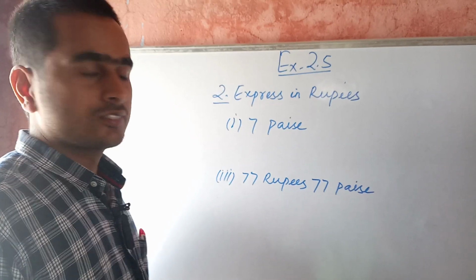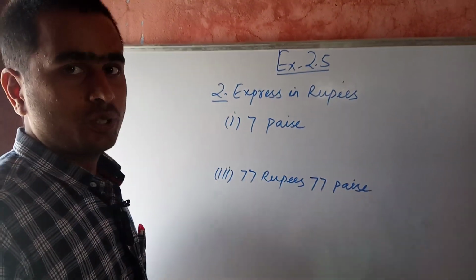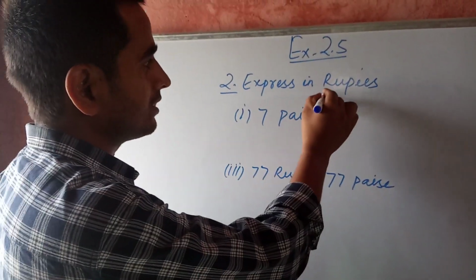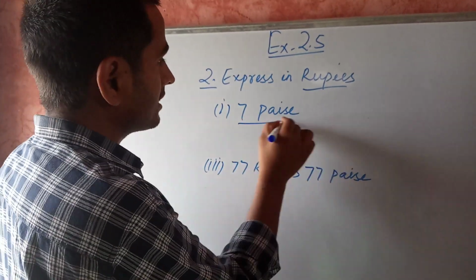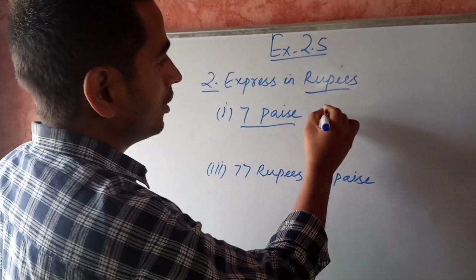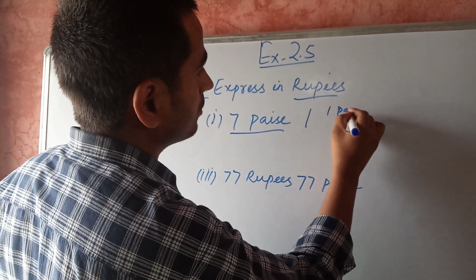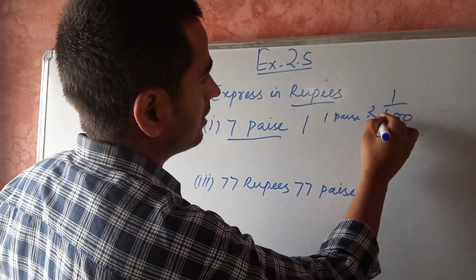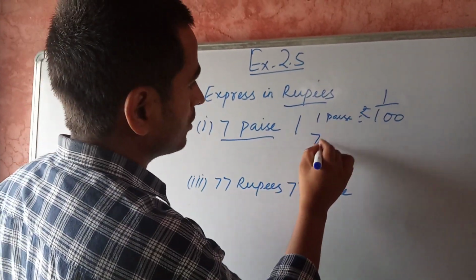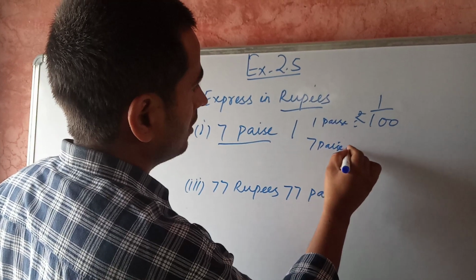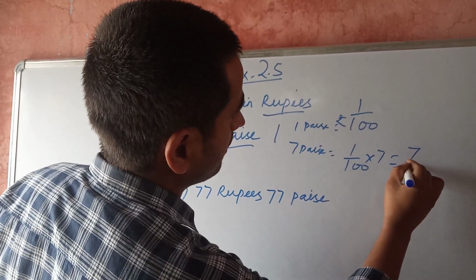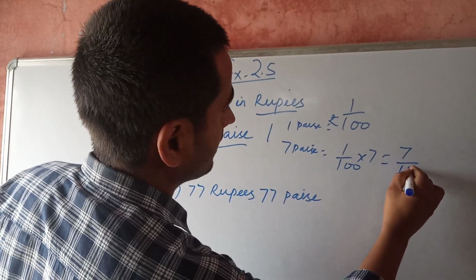Now coming to question number 2. Question number 2 is saying we have to express the given values in rupees. We have to convert 7 paise into rupees. We know that 1 paise is equal to 1 by 100 rupees. So 7 paise is equal to 1 by 100 into 7, that is equal to 7 by 100.